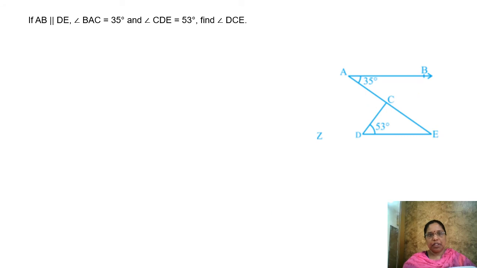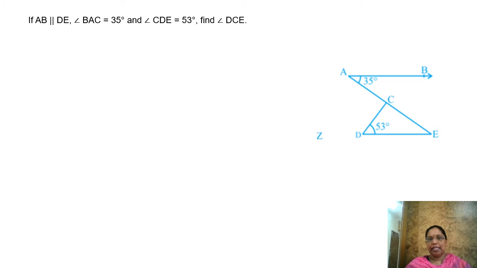Now the next question. If AB is parallel to DE, there are two lines given here. AB is given and then you are given DE. AB is parallel to DE. So these two are parallel lines. Then what about angle 35 and this angle E? They are alternate interior angles. So what will be the value of angle E here? That will be 35. Isn't it? That will be 35 degree.